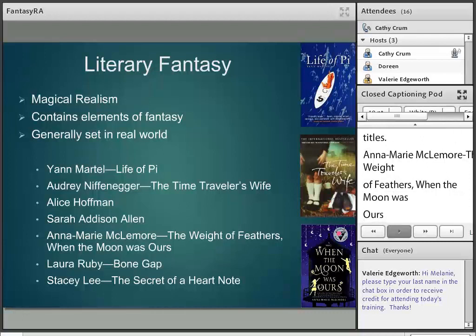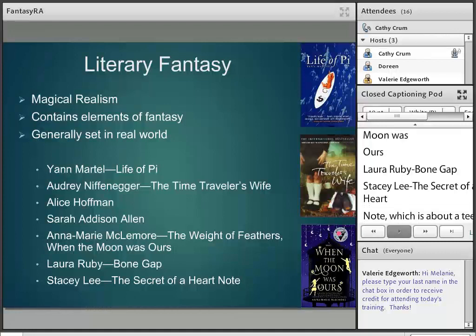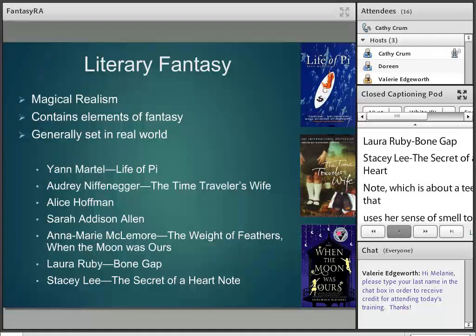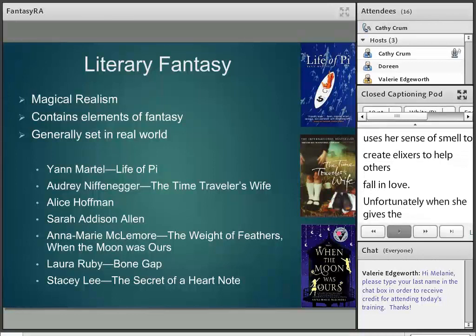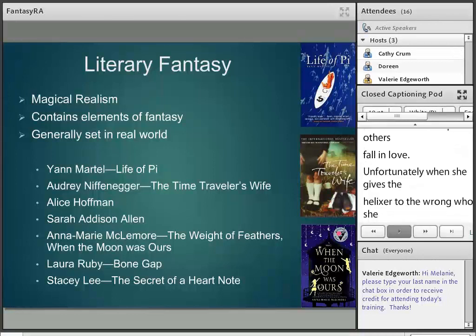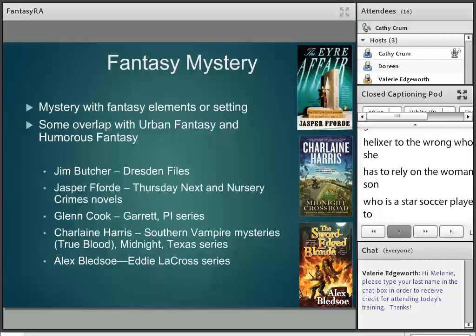Stacey Lee's The Secret of a Heart Note is about a teen who uses her extra sensitive sense of smell to create elixirs to help others fall in love. Unfortunately, when she gives the elixir to the wrong woman, she's got to rely on the woman's son, who is a star soccer player, to undo the mess. You can just see how this is going to play out, right?